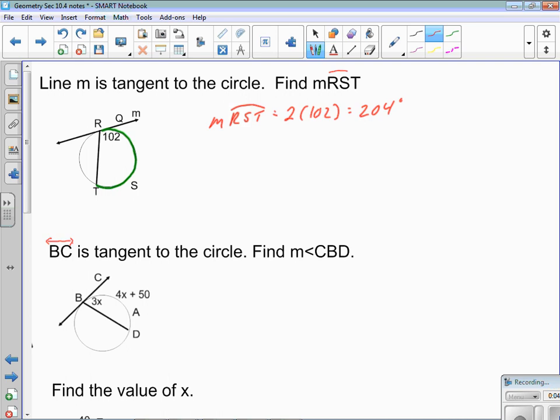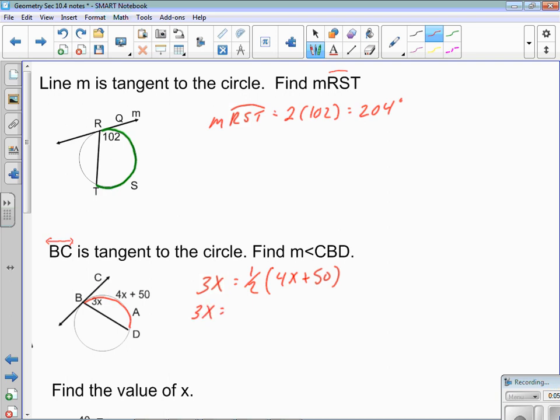Line BC is tangent to the circle. Find the measure of angle CBD. All right, so here we're using the same rule, but it's just a little bit more complicated, because we got angle CBD that's 3x, and that angle should be half the measure of the arc that it intercepts. So it's half of the 4x plus 50. So the angle goes with that arc, right?